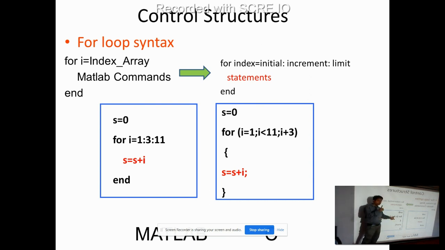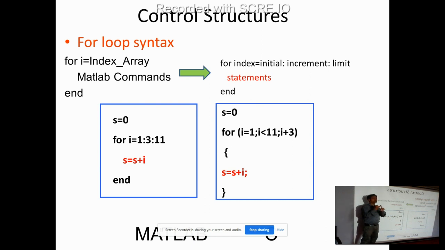I starts from 1. I increments by 3, because I plus 3 means I equals I plus 3. Is it not? What do you mean by I plus 3? I is equal to I plus 3. That means increment by 3. And then I should go till 11. I less than 11 means till 11. So start from 1, go till 11 incrementing by 3. That's the meaning of the statement, is it not?